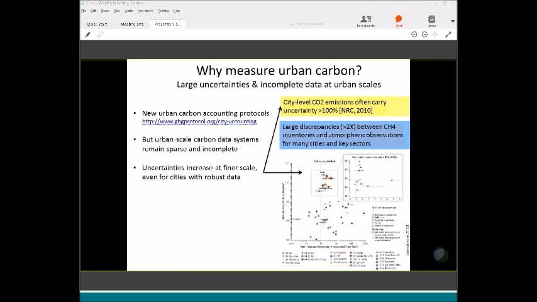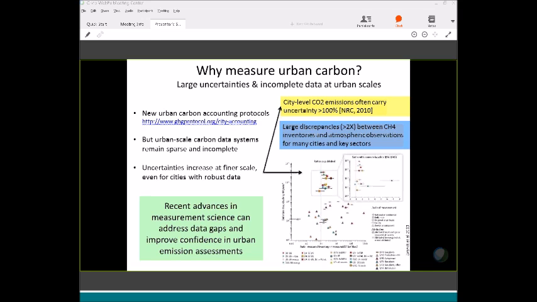The data collection systems just aren't there yet. And it's even worse for methane. As Mark highlighted, methane is largely uncertain at all scales, and cities are no different. The good news is there have been recent advances.